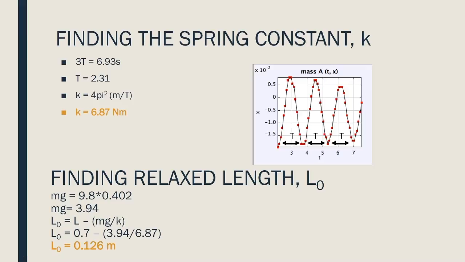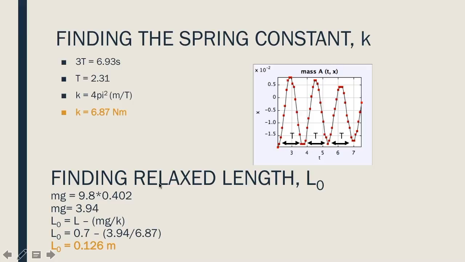Although in the lab videos it was calculated for us, I wanted to make sure that the values that I calculated using Tracker were the same. Turns out they were not, although they were very similar. The k value that I got was 6.87 newtons per meter.